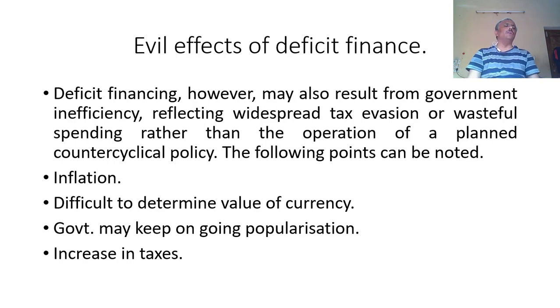Then, though there are uses in the economic system, sometimes we can also find certain evil effects of deficit financing. Deficit financing, however, may also result from government inefficiency. Why will this deficit financing take place in the system? Because of government inefficiency, reflecting widespread tax evasion, wasteful spending rather than the operation of the plan, counter cyclical policy.